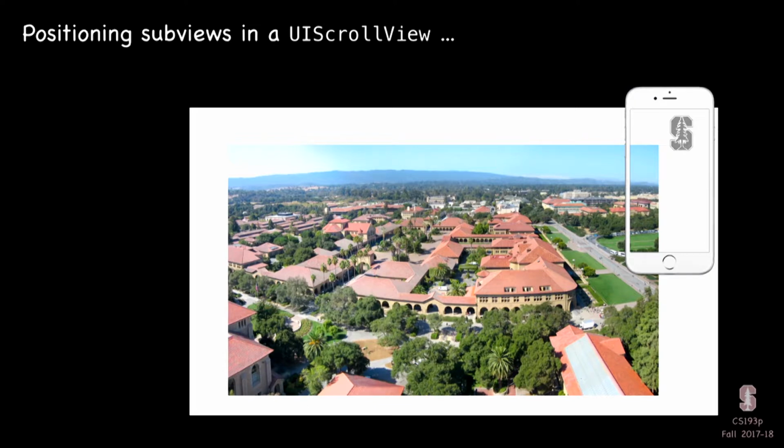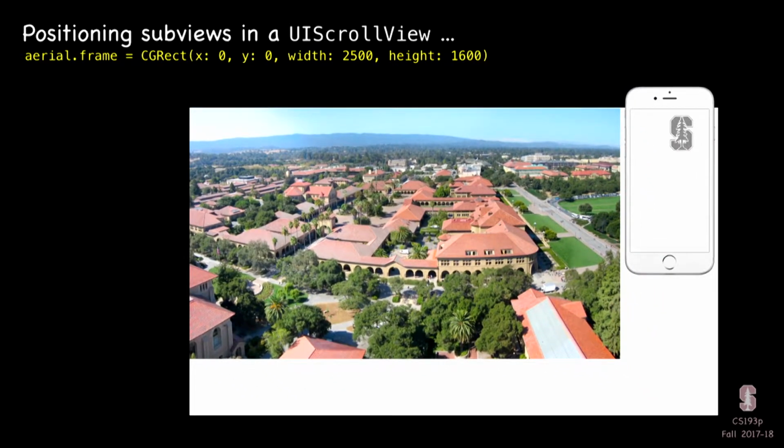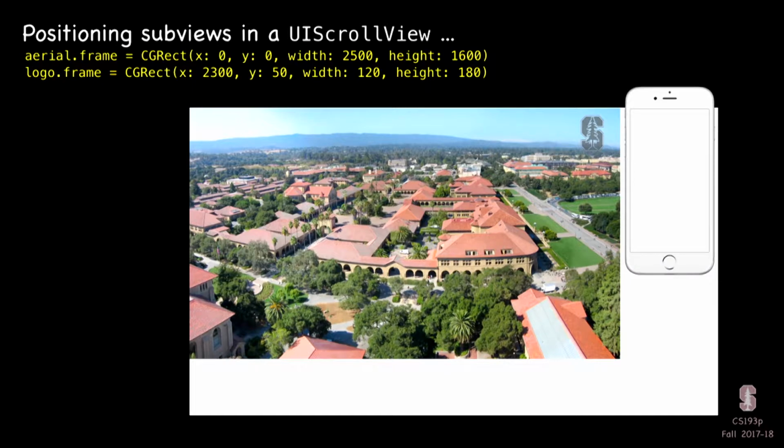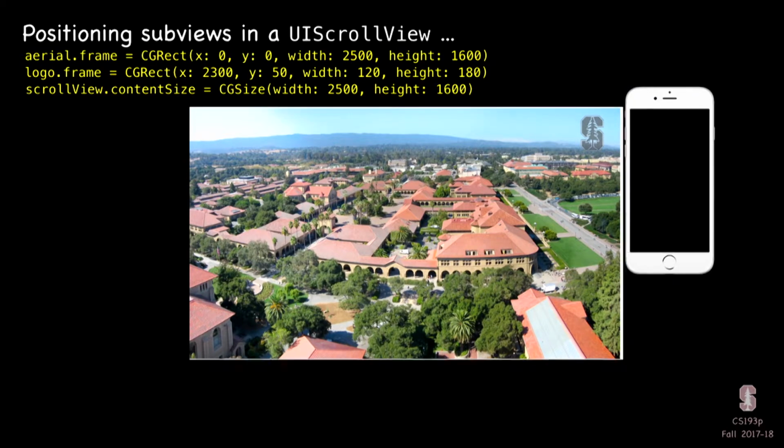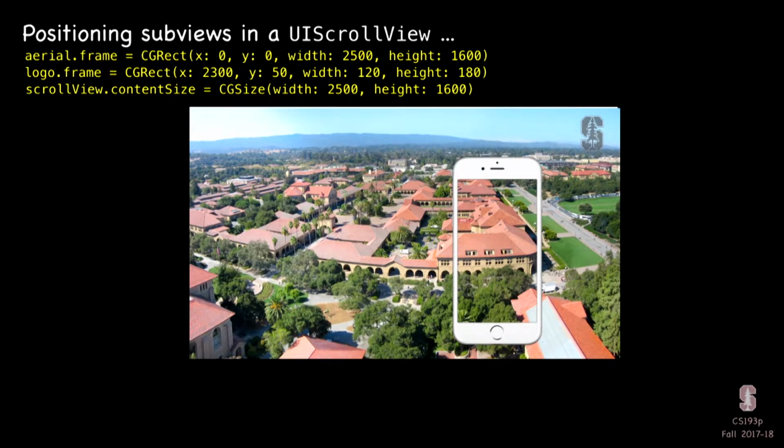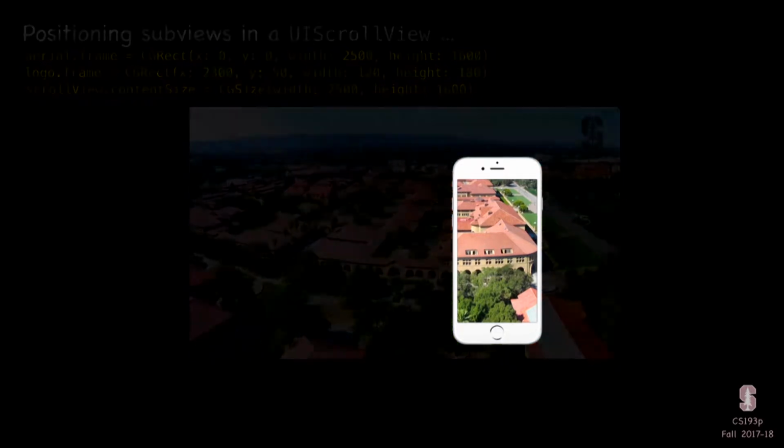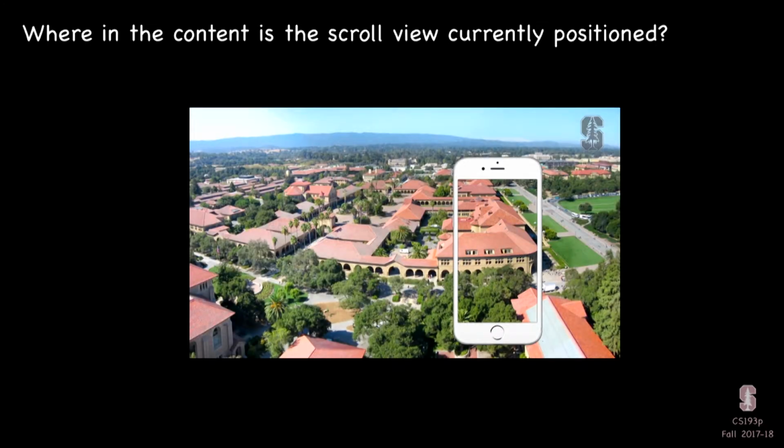Now you can reposition the subviews in that content area just like you can in a regular view subview, right? So I just set that thing to have a new frame, it repositions. Set the logo to have a different frame, it repositions. Now I have all this white space on the edges, I don't want it anymore, so I can just reset my content size to fit the aerial frame, right? And now when I scroll around, I'm just looking in this new content area. Got it? So that's it. It's just that content size is the key.